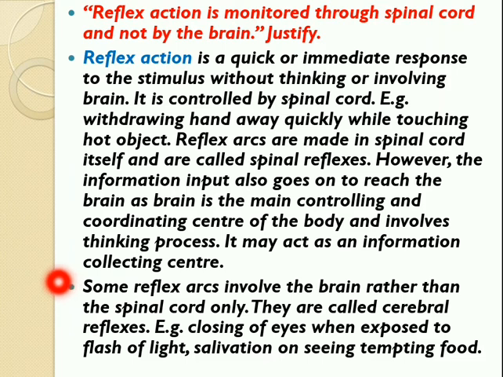Then some reflex arcs also involve brain rather than the spinal cord only. They are called the cerebral reflexes. What are those? Where the brain involves in those reflexes. For example, closing of eyes when exposed to flash of light, salivation on seeing the tempting food. These are the certain reflexes which are controlled by the brain directly, but mostly the reflex actions are spinal reflexes, which are controlled by spinal cord only in the body.